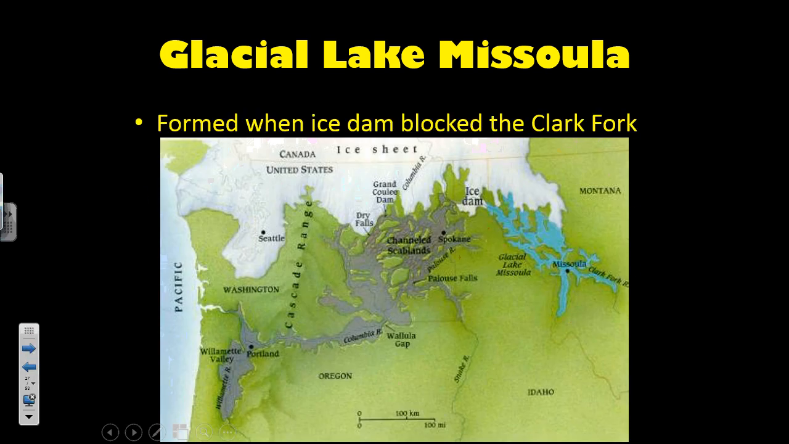Again, in an effort to make things relevant to students, we should talk about one more force of erosion that has occurred in this valley, and it's Glacial Lake Missoula. Glacial Lake Missoula is essentially caused by a glacier. This is what's called the Cordilleran ice sheet. And during the last ice age, it moved south out of Canada.